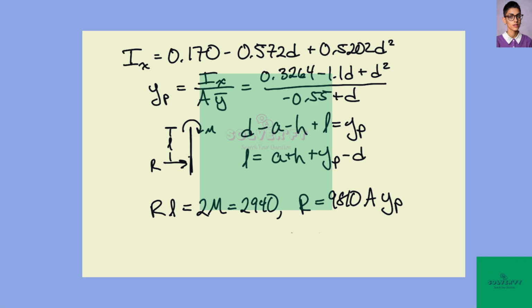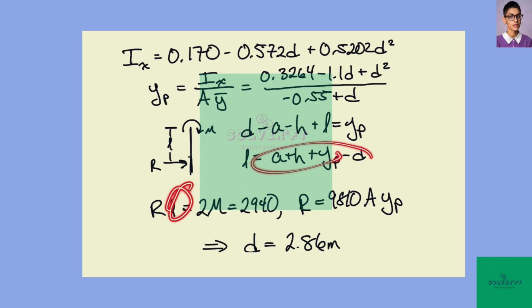Now we have everything we need. We can plug this into here, and we have that in terms of D. We can plug this into here, and we have that in terms of D. And so we get a function of D over here equals this, and then we can solve for D, and we get that D equals 2.86 meters.